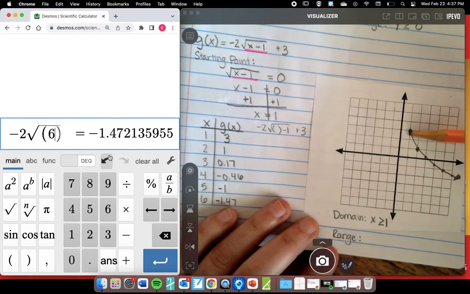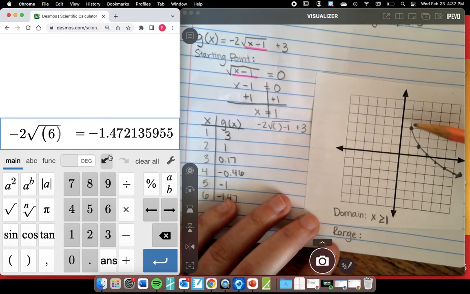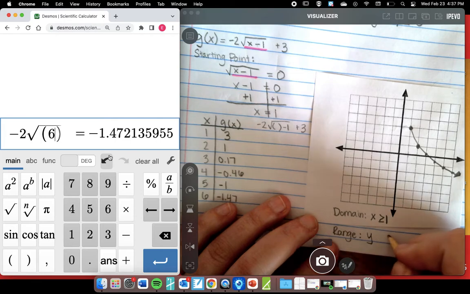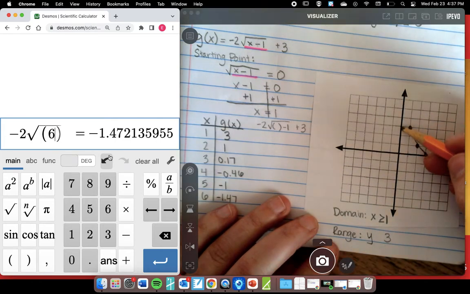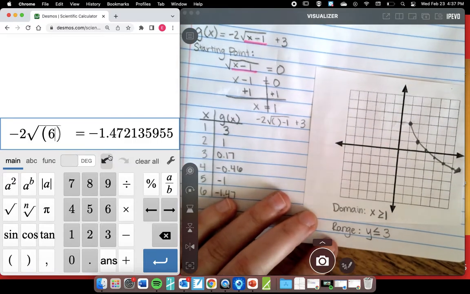Now my y's this time, they don't keep going up. They keep going down. So I want to think, what is the highest it goes? And it's always at that starting point for these ones. So the highest y is 3. That's on my y-axis. It's at 3. But now this time, it's going to go below that 3. So it's less than or equal to 3.